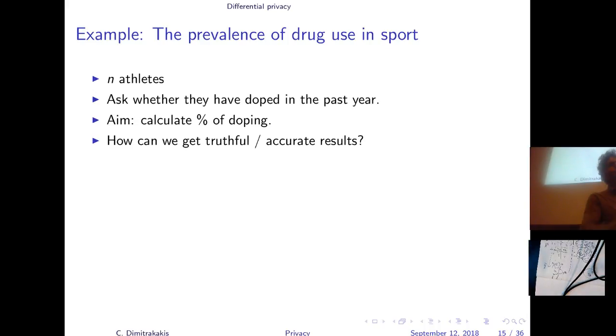So you want to ask them, did you take drugs in the last year? And you want to calculate the percentage of people that dope. Maybe it varies by sport or something. So the question is, how do you make them say the truth? They can be worried about writing down the answer. It's not like they can vote in a secret way.